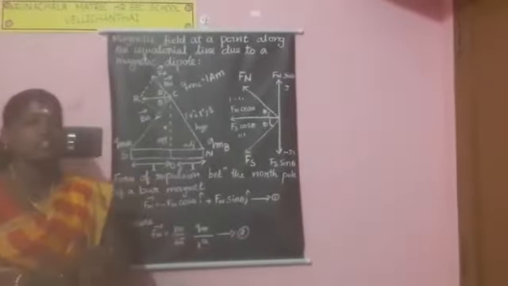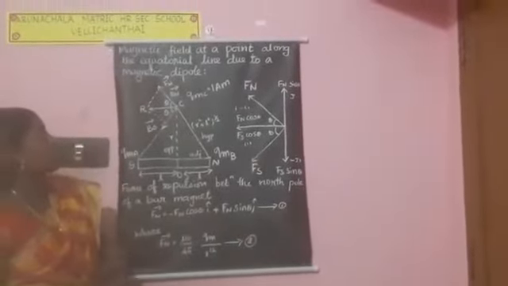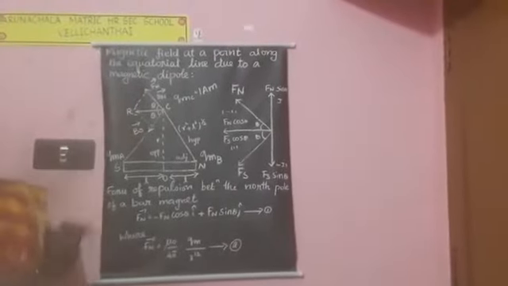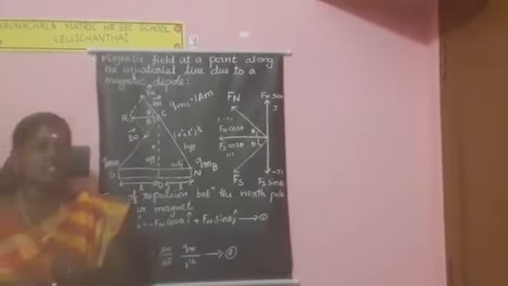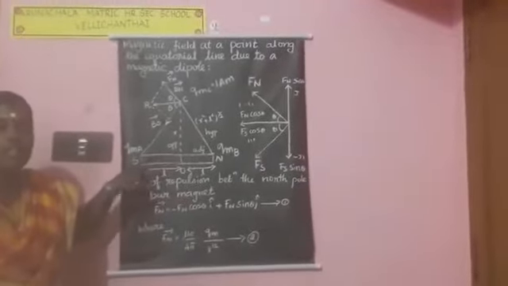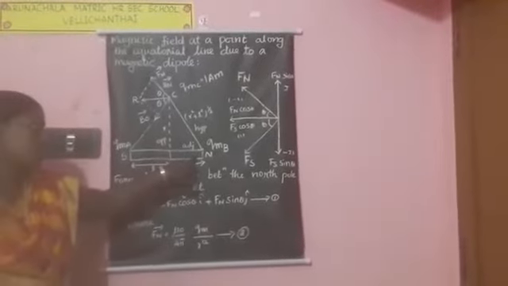Today I am going to teach about the magnetic field at a point along the equatorial line due to a magnetic dipole moment. Dipole means the two poles are there. Now we consider one bar magnet. This is a bar magnet. One side is the south pole, the other side is the north pole.